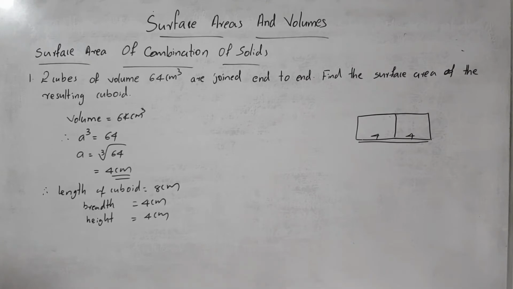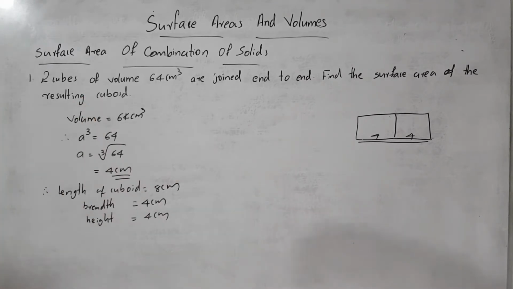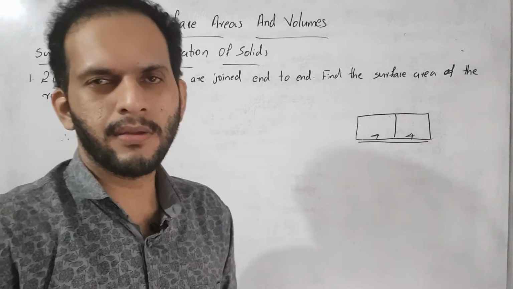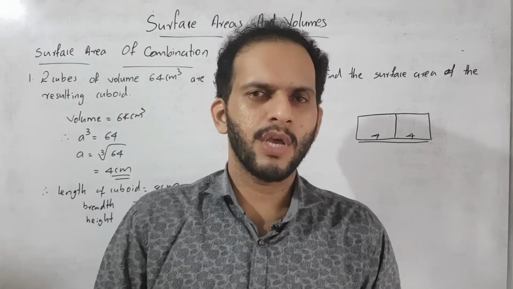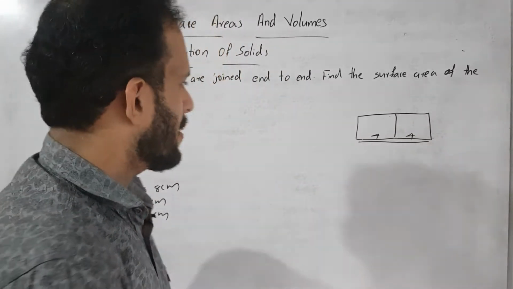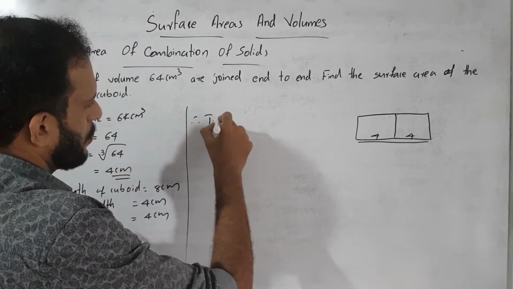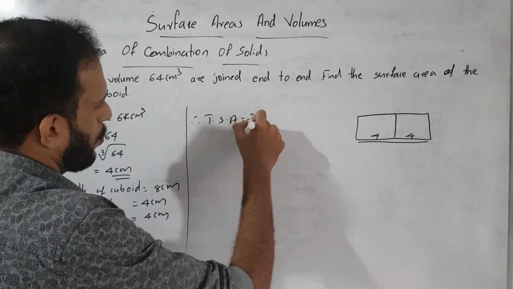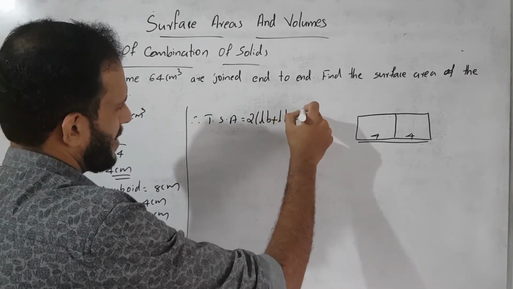Then what is the question? The question: find the surface area of the resulting cuboid. The surface area means the total surface area. If we have the values of L, B and H, we know the formula for the surface area of a cuboid. What is that? Yes, TSA is equal to 2 into (LB plus LH plus BH).